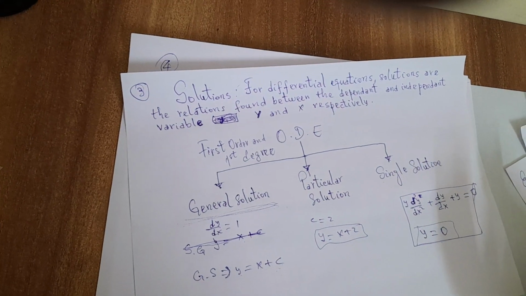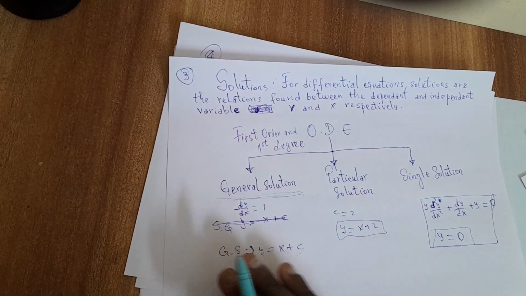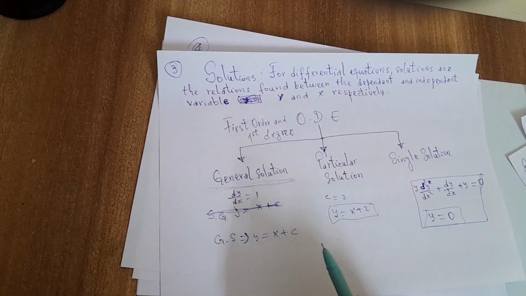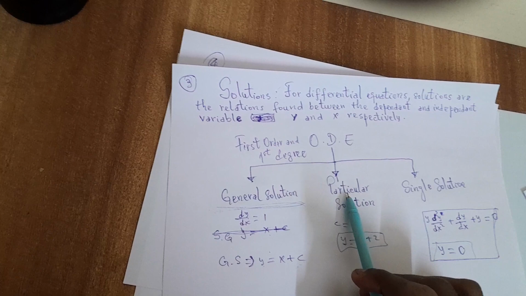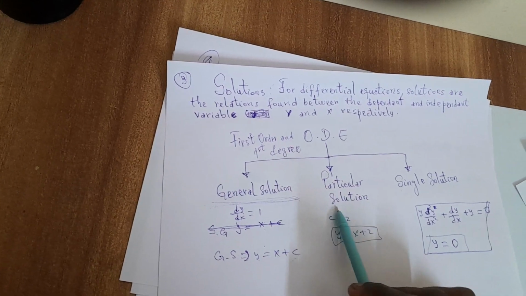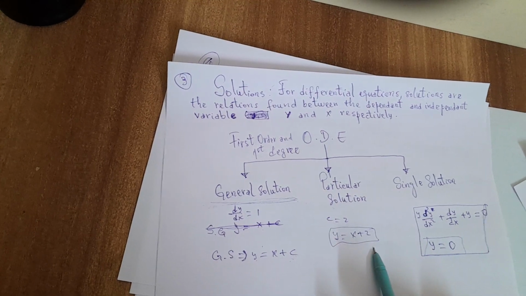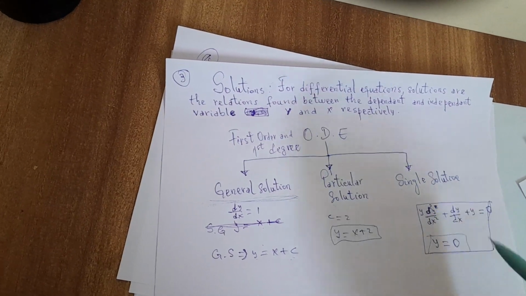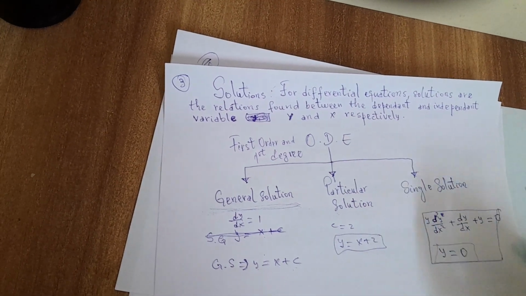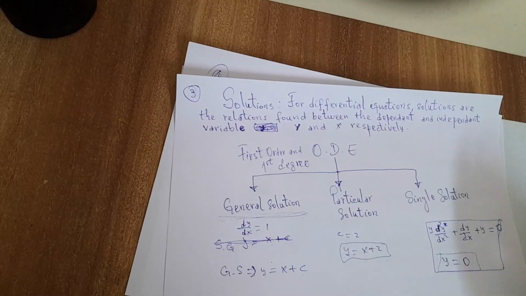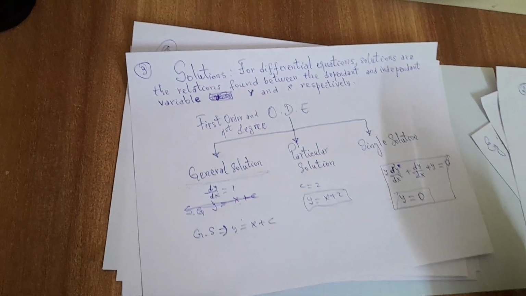So a single solution, again, is not in the interval of solutions presented by the general solution, and neither is it in the solution found by the particular solution. This is a single solution, this is singular, okay? Some people will call this a singular solution, not a single solution. Either way, it's not that much of a problem.